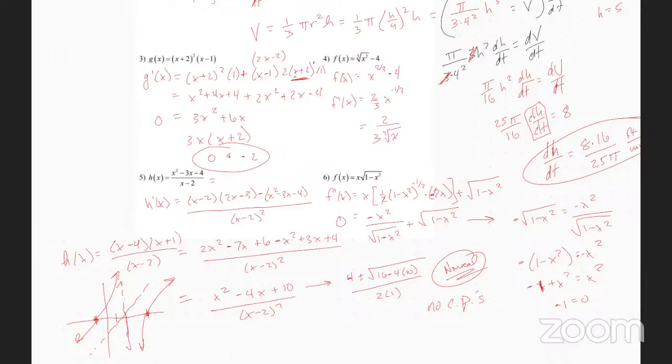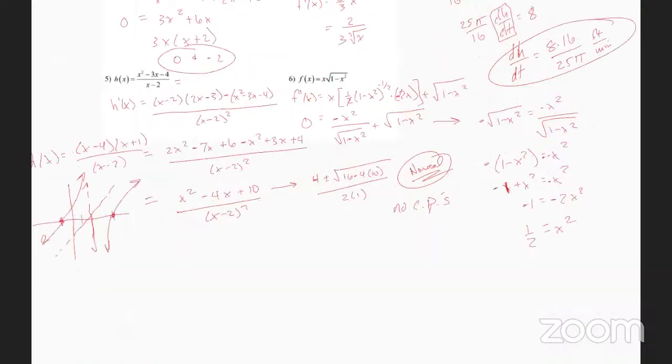So I have negative 1 equals negative 2x squared. So x squared equals 1/2. So x equals plus or minus the square root of 1/2, which is the correct answer according to my graph. Because the graph looked like this. The graph was something like this, something like that. So this max is the positive square root of 1/2, and this min is the negative square root of 1/2. All right.